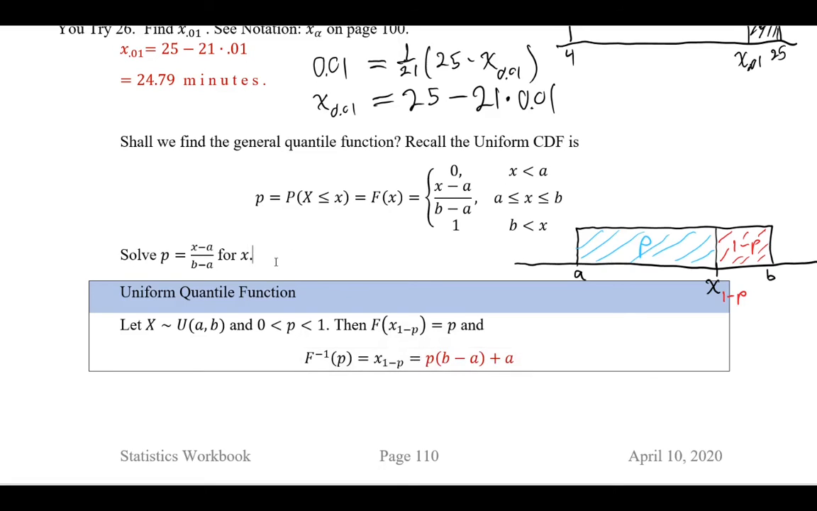But just to keep track of which x this is in particular, we'll give it this new notation, x sub 1 minus p. The 1 minus p proportion is to the right of this x value, and p would be to the left of it. What happens if p actually equals 0? Well, then we know that that would correspond to the x value a, and if p equals 1, we know that would correspond to x value of b.